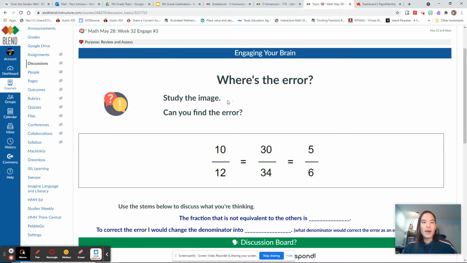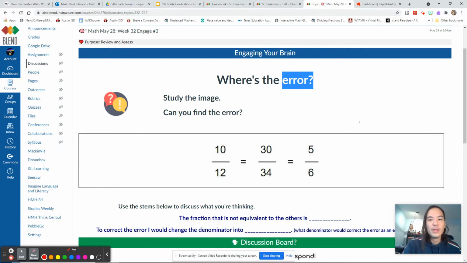Okay, so what we're looking at is where's the error? Here's the error. Study the image. Can you find the error? All right, so let's take a look at this. We have three fractions, and they're telling us that these three fractions are equal, but they're also telling us there's an error, so I bet they are not equal. So we have to find out why.